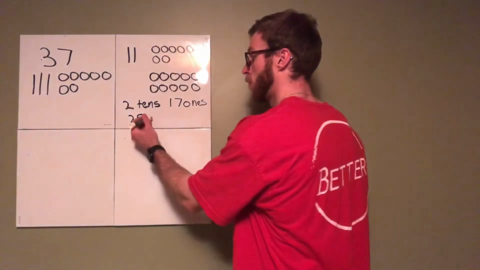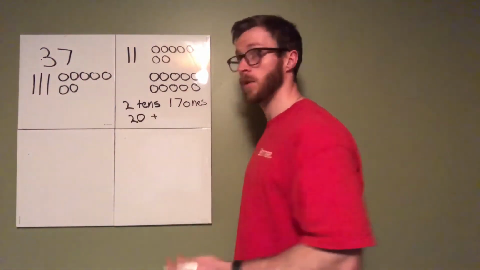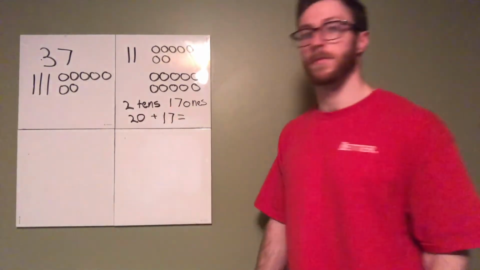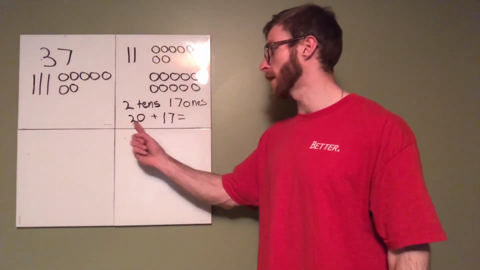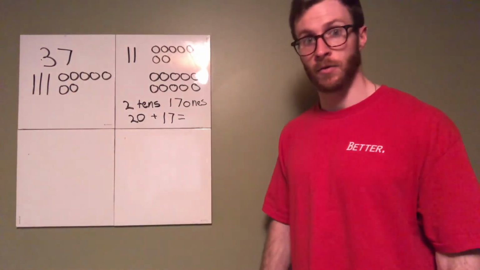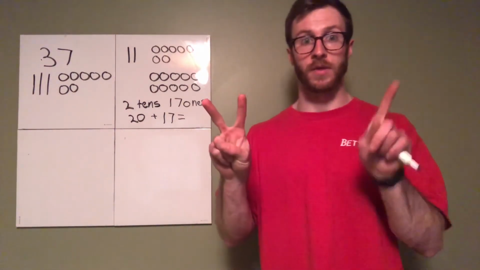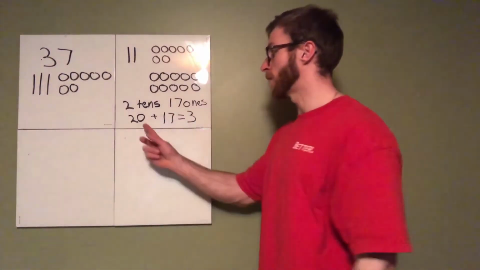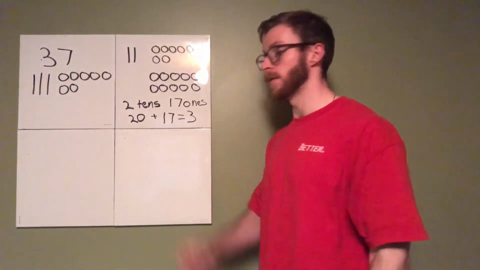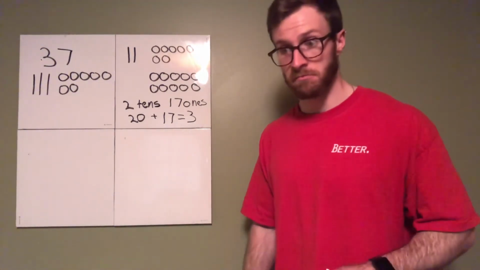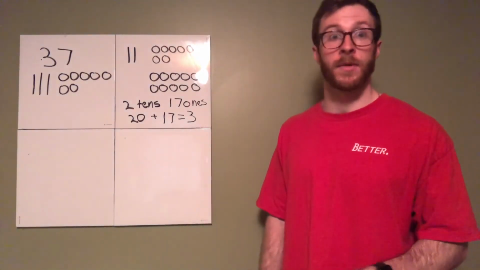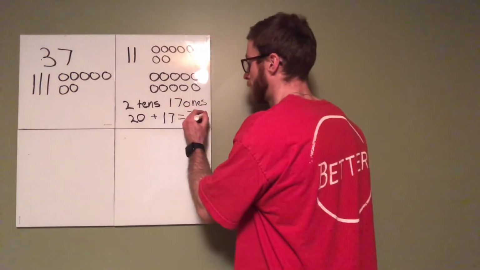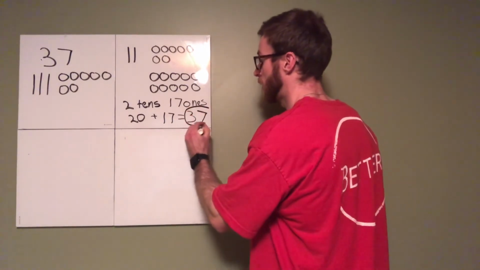20. Plus our 17 1s, which is just written as 17, equals, well, let's look at our 10s. 2 10s plus 1 10 equals 3 10s, because 2 plus 1, we have 3. And then we have 0 1s plus 7 1s. What's 0 plus 7? If I have 0 cookies and then someone gives me 7 cookies, I have 7 cookies. And our answer is 37.